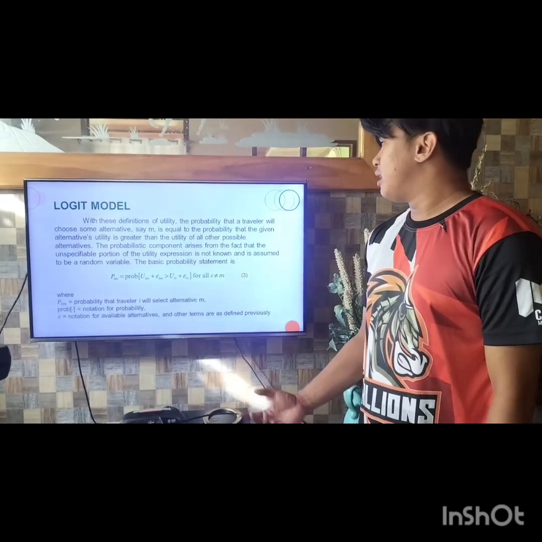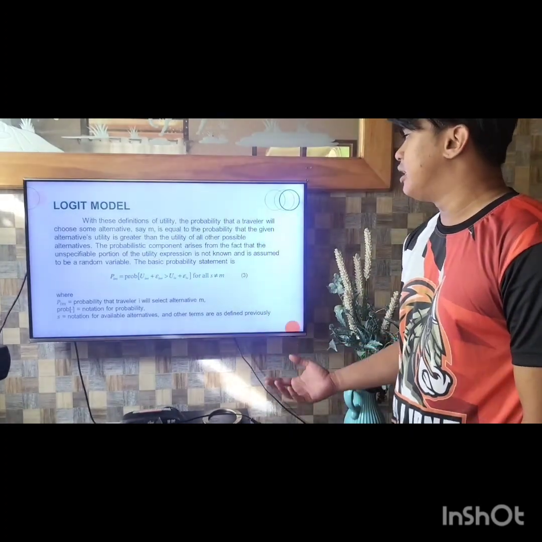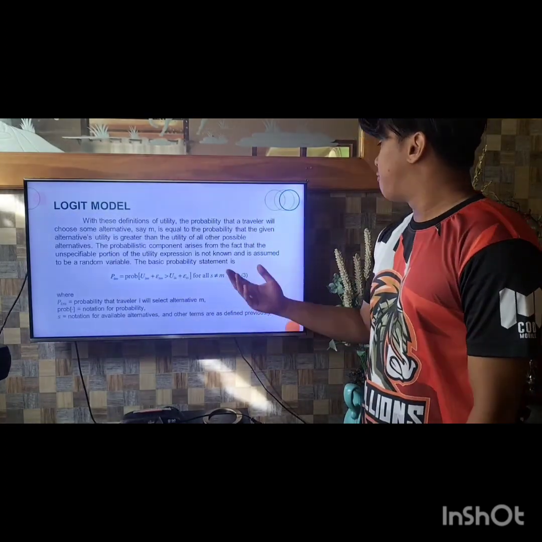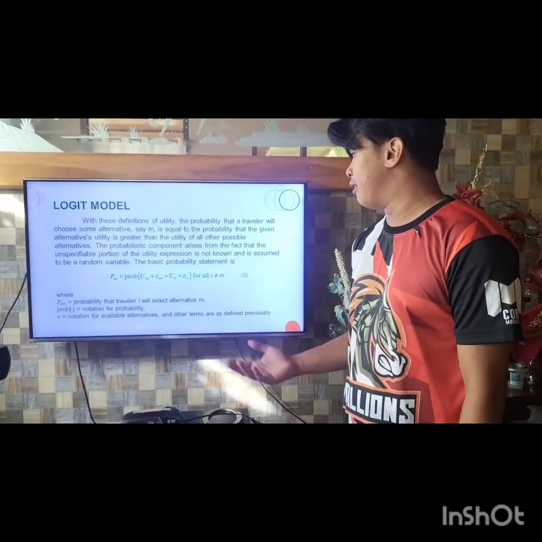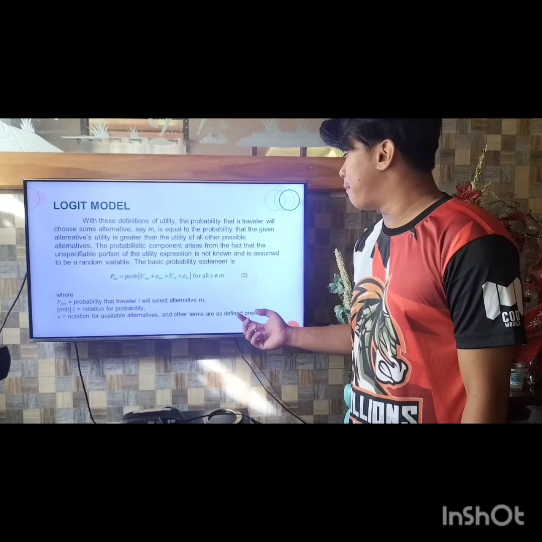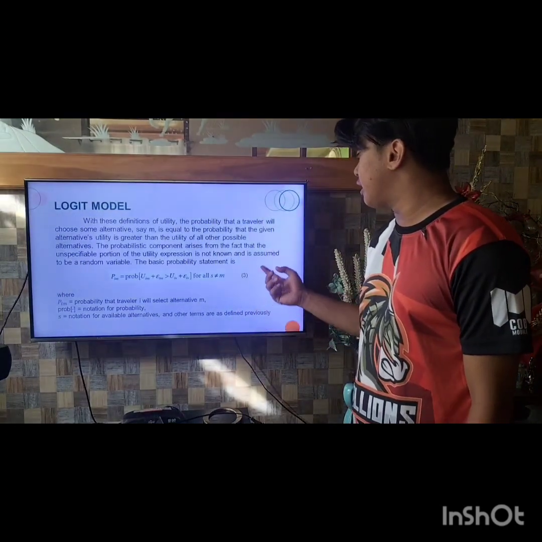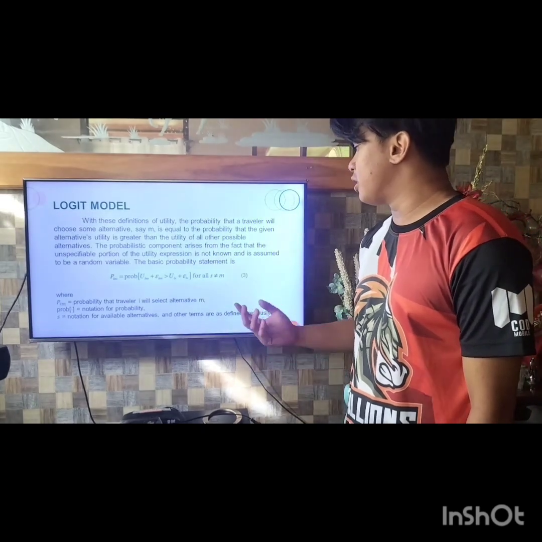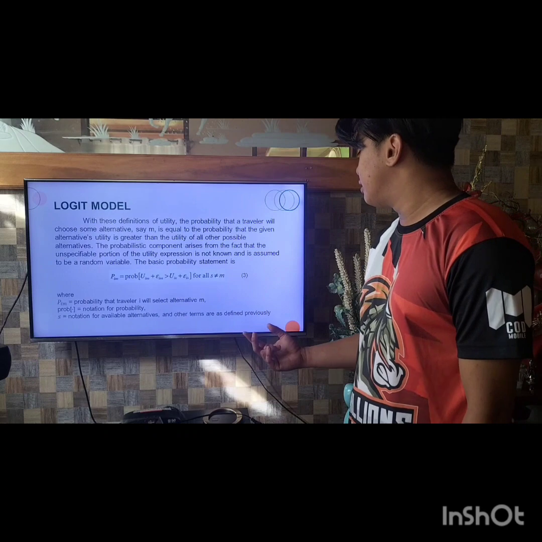With these definitions of utility, the probability that a traveler will choose some alternative, say M, is equal to the probability that the given alternative's utility is greater than the utility of the other possible alternatives. The probabilistic component arises from the fact that the unspecifiable portion of the utility expression is not known and is assumed to be a random variable. The basic probability statement is P sub IM is equal to the probability that U sub IM plus epsilon IM is greater than U sub IS plus epsilon IS for all S not equal to M, where P sub IM is the probability that traveler I will select alternative M, and S indexes the available alternatives. Other terms are as defined previously.